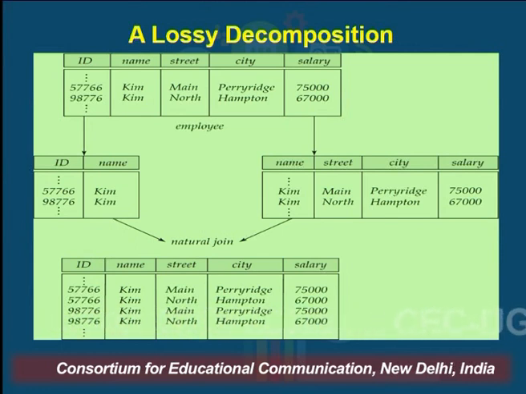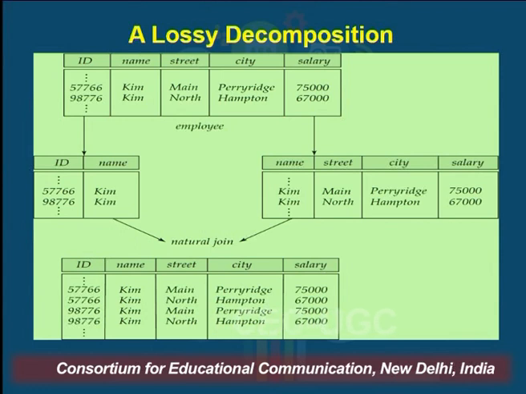And when we decompose these into two, we get ID and name in one, and then name, street, city, salary in another. Now, in order to have a combined schema, I have just told you that we will be performing a natural join.